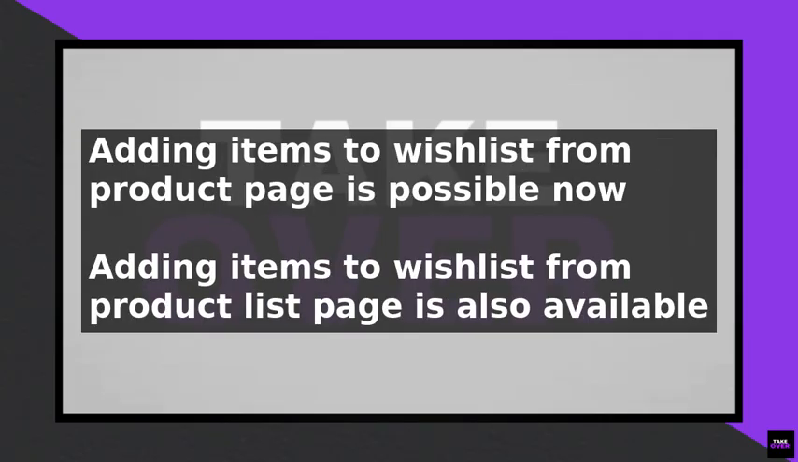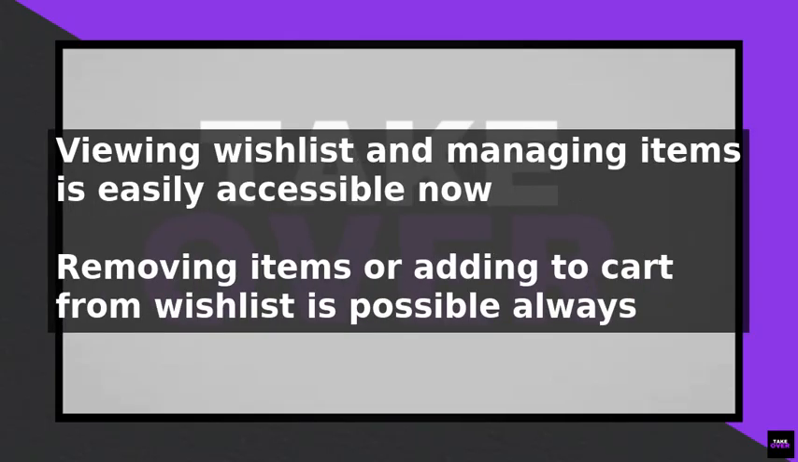To view your wish list, click on the account icon and select Wishlist from the drop-down menu. This will take you to a page where you can see all the items you have added to your wish list. From your wish list, you can remove items, add them to your cart, or share your wish list with others. You can also use your wish list to keep track of items you want to purchase later or to compare prices and features of different products.